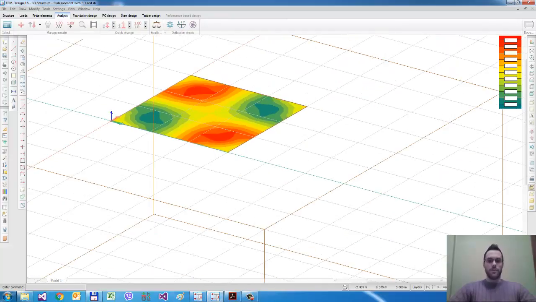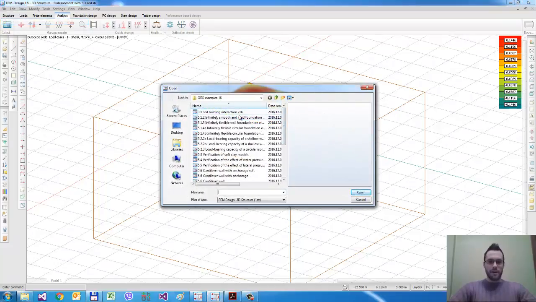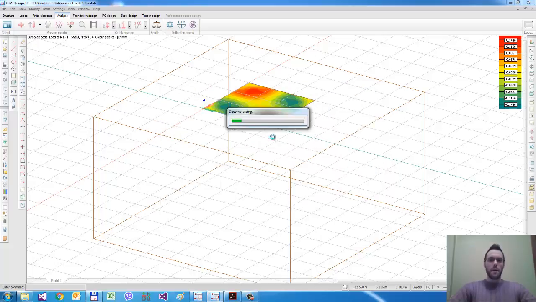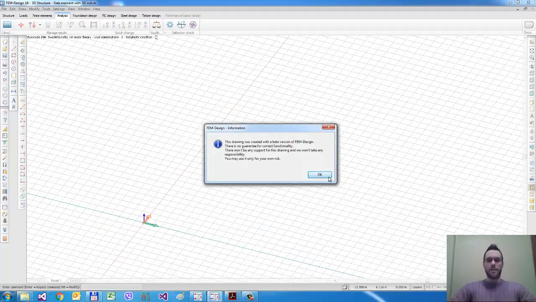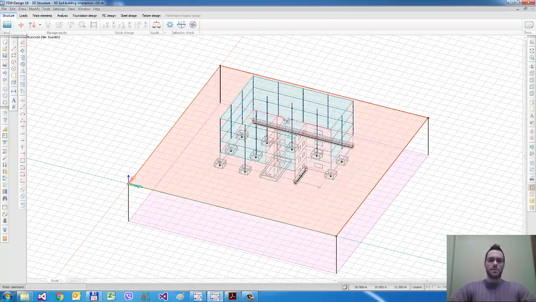So it was a very simple example. Let's see a bit bigger and more detailed example about the 3D soil-building interaction. I open a bigger file with a regular building with different stories, and then I will show you the different calculation methods based on the linear calculation and based on the nonlinear calculation.